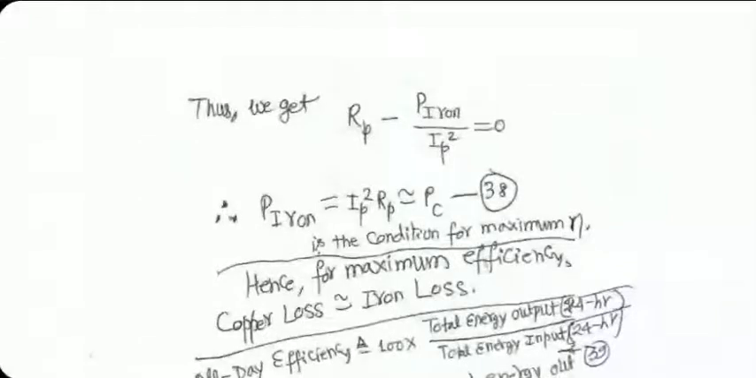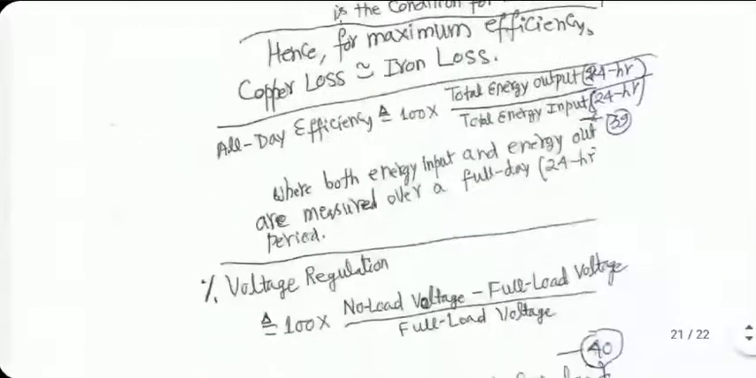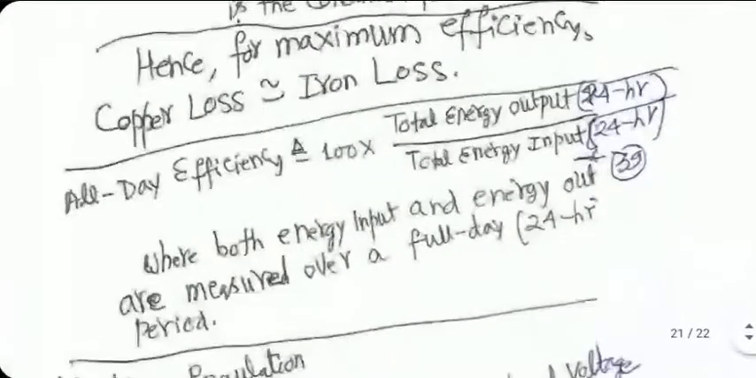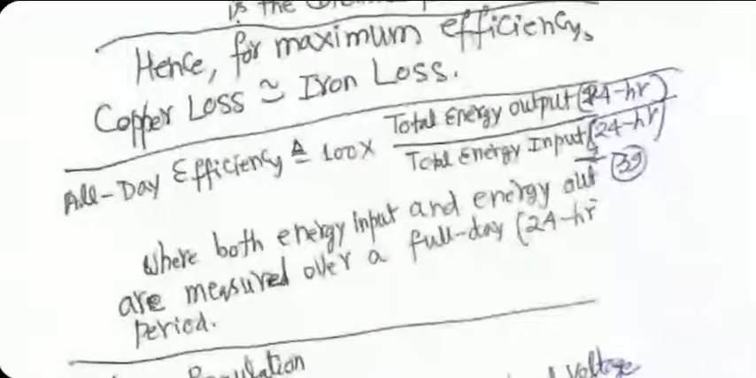Another efficiency definition is related to energy output over, let's say, a full 24-hour period. 100 in percentage, 100 multiplied by total energy output over 24-hour period, and then total energy input over the same 24-hour period. This efficiency, all-day efficiency is the name. This efficiency will be different from the power efficiency. Both are important in a way. And if one is bad, the other would also be bad.